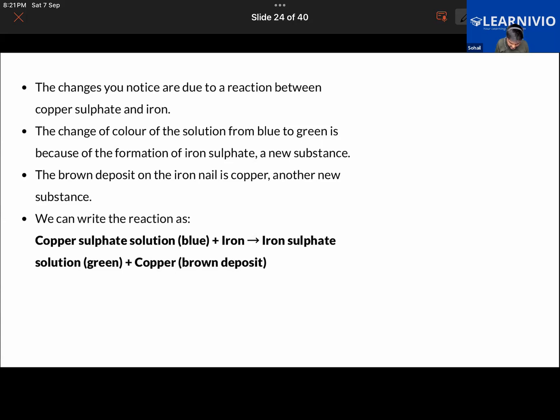So we had the copper sulfate solution, which is blue, and we have added iron in it. So this is a copper sulfate solution. The color of copper sulfate is blue. Keep that in mind. Plus, you have added an iron object in it.